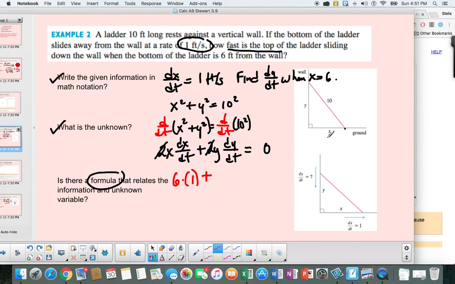At the moment that x is 6, y has to be 8 because this is a 3, 4, 5 triangle. Or you can just use the Pythagorean theorem if you've forgotten. So 8, and then dy/dt is equal to 0. So dy/dt will be equal to negative 3/4, and we're going to label it feet per second. This makes sense that this is a negative number because this distance is getting smaller and smaller, so it's decreasing, and that negative does indicate decreasing.